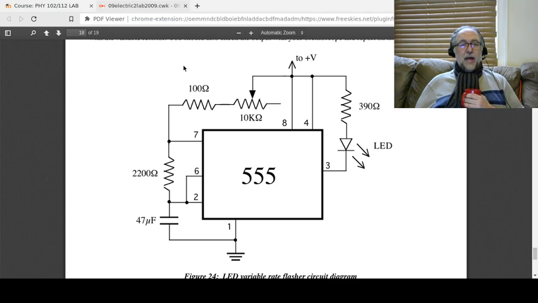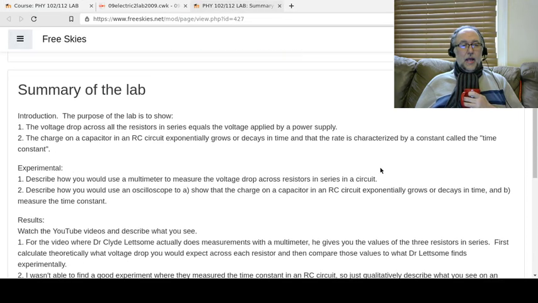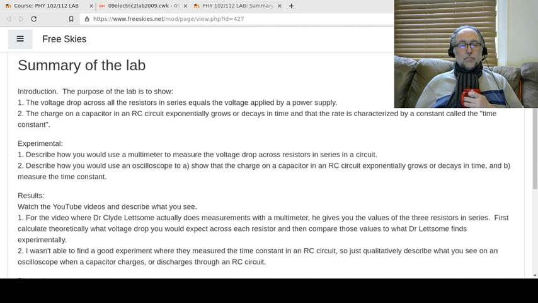Okay, so let's go back to the bottom here. What we're looking at is my summary and then some YouTube videos that I expect you to watch before you do your write-up. All right, let's look at the summary of the lab. It's kind of a summary of what I've already said so far. Like in your introduction, what you should be writing is why are you doing this? What's the purpose of this lab? And the actual lab write-up had more because it had the integrated circuit. But for us, there's just two things that we're showing.